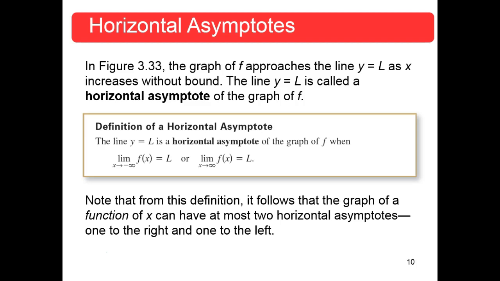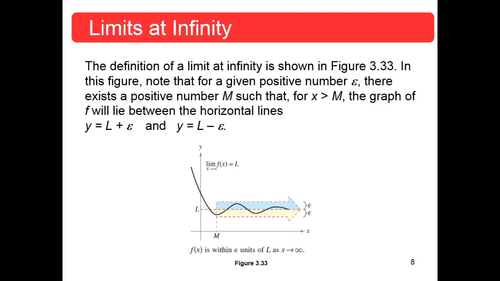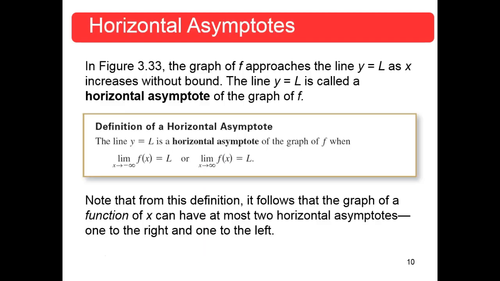Now, what we were just describing there were horizontal asymptotes. Okay? In the figure we just saw, this one right back here, the graph approaches the line y equals L as x increases without bound, because the y is closer and closer to that L. The line y equals L is called the horizontal asymptote.